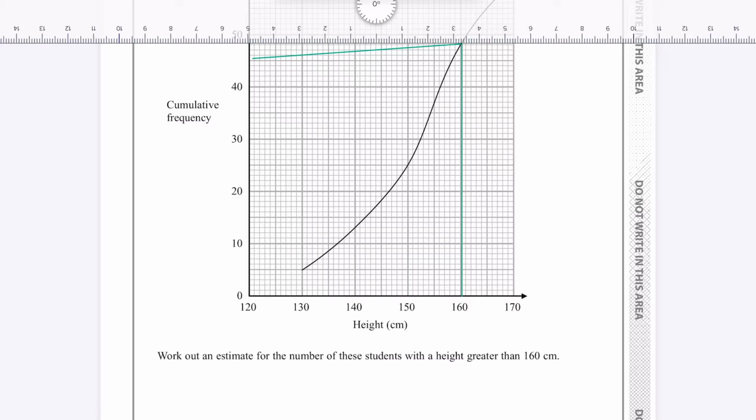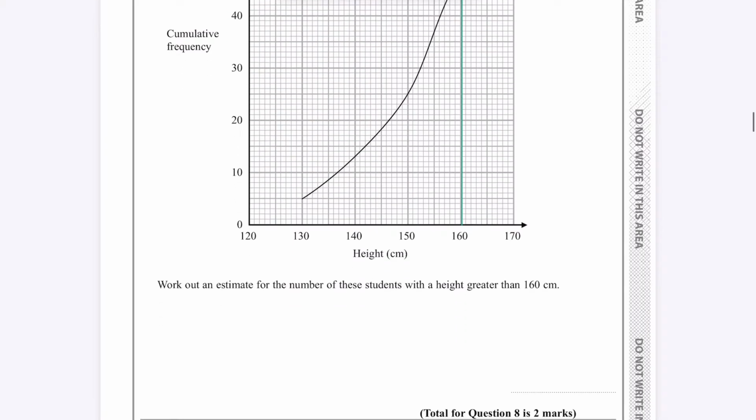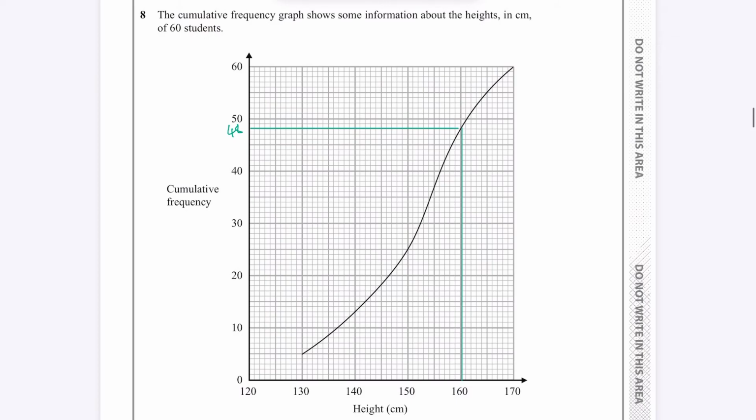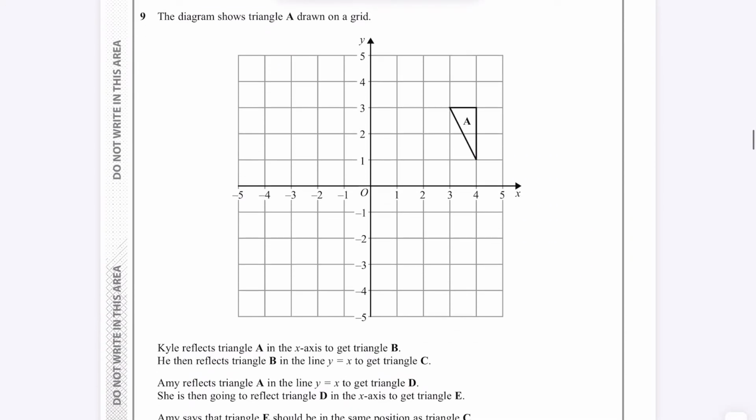Oops, as I say that, I've made a mess of it. Why does it keep doing that? Let me just try one more time. So draw a line across, nice, and I get rid of my ruler. So that is 48 there, so that will be 60 minus 48, which is 12.